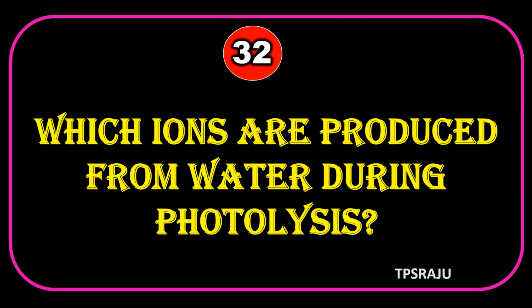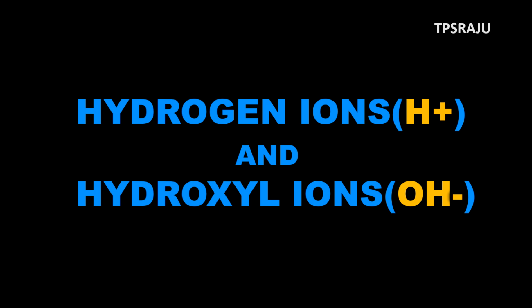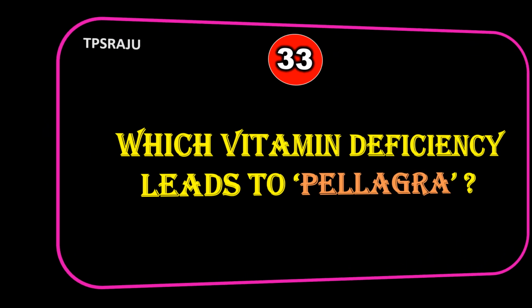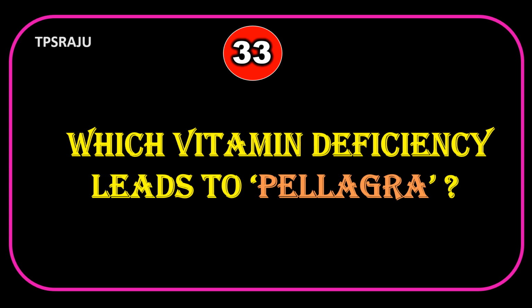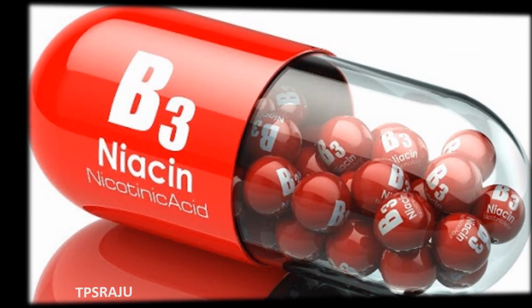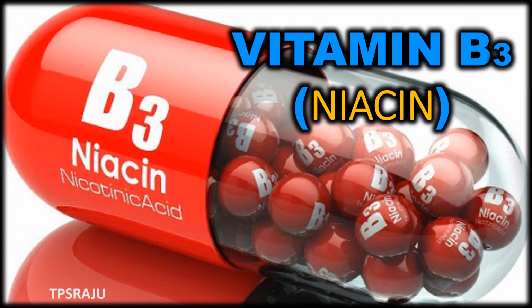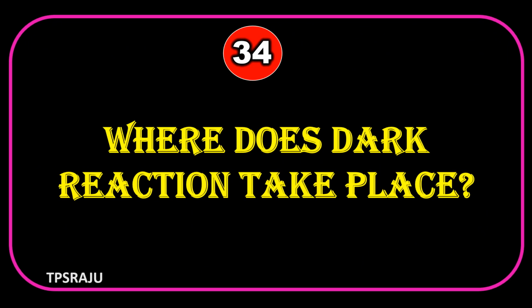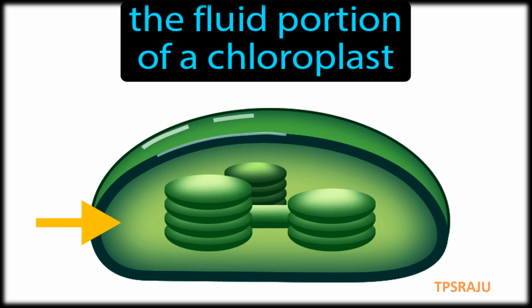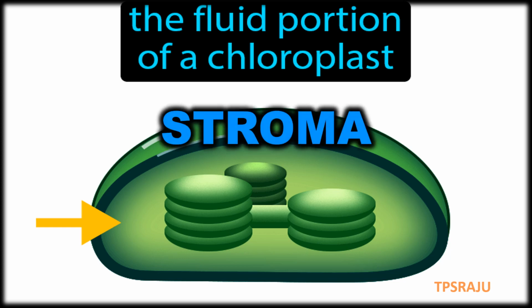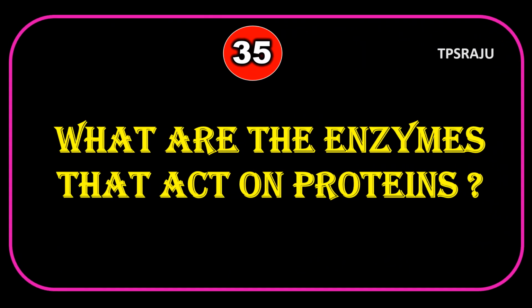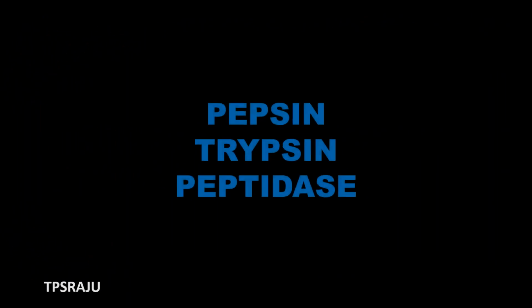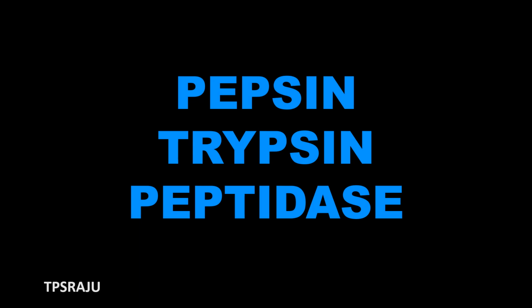Which ions are produced from water during photolysis? Hydrogen ions and hydroxyl ions. Which vitamin deficiency leads to pellagra? Vitamin B3, niacin. Where does dark reaction take place? Stroma of chloroplast. What are the enzymes that act on proteins? Pepsin, trypsin, and peptidase.